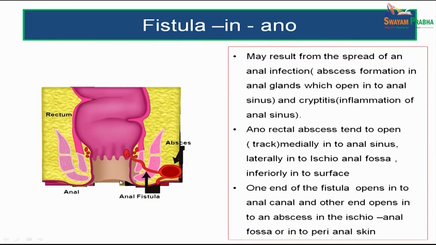So, why does a fistula occur? A fistula occurs because of spread of anal infection, because of an abscess in the anal glands. Anal glands open into the anal sinus and there is going to be inflammation of the anal sinus, and infection occurs. So, the anorectal abscess tends to track in various directions. One is it can open medially into the anal sinus. Second, it can open into the ischio-anal fossa or it can open onto the surface.